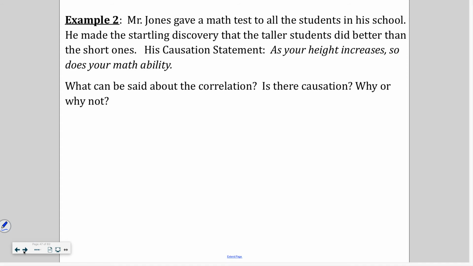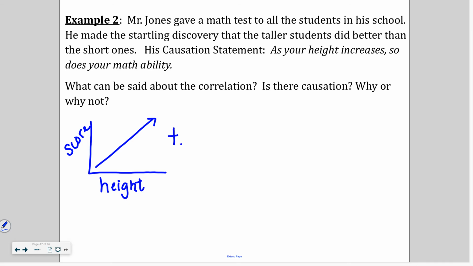So, this is their score. This is their height. And he said as you get taller, your score goes up. So I would say, first of all, it's a positive. Could be a 1 or a 0.5. Seems like it's pretty close. But now, is it a causation? No.